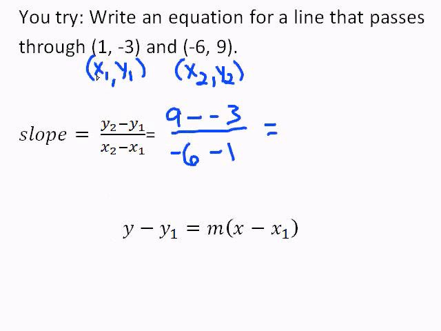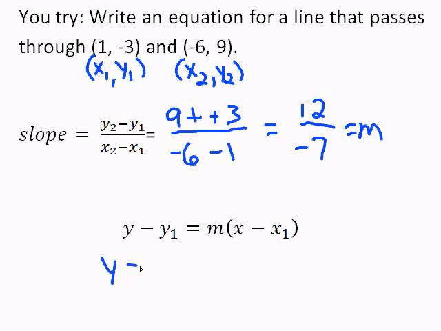Alright, I went ahead and labeled my points x1, y1, x2, y2 for my first and then my second point. And then I got 9 minus negative 3. 9 minus negative 3 is 9 plus positive 3, which is 12, over negative 6 minus 1, which is negative 7. So we have our m value, which is our slope. Now we need our x1, y1, which we're given.